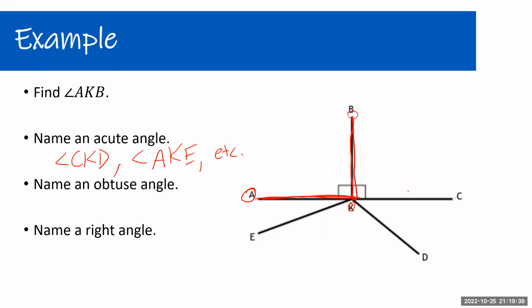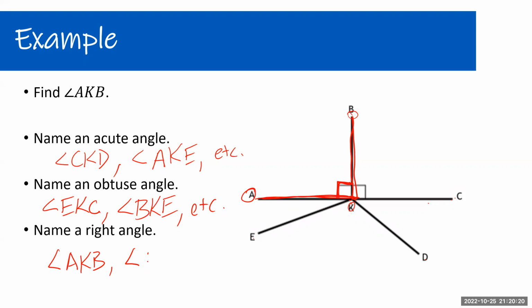For an obtuse angle, there's a lot of options here too. We could say angle EKC. We could say angle, let's see, CKE. We already named that one, I guess. We could do angle BKE. And so on. There's a lot of them to choose from here. And for the right angles, remember, we're looking for this symbol here. So we have angle AKB or angle BKC.